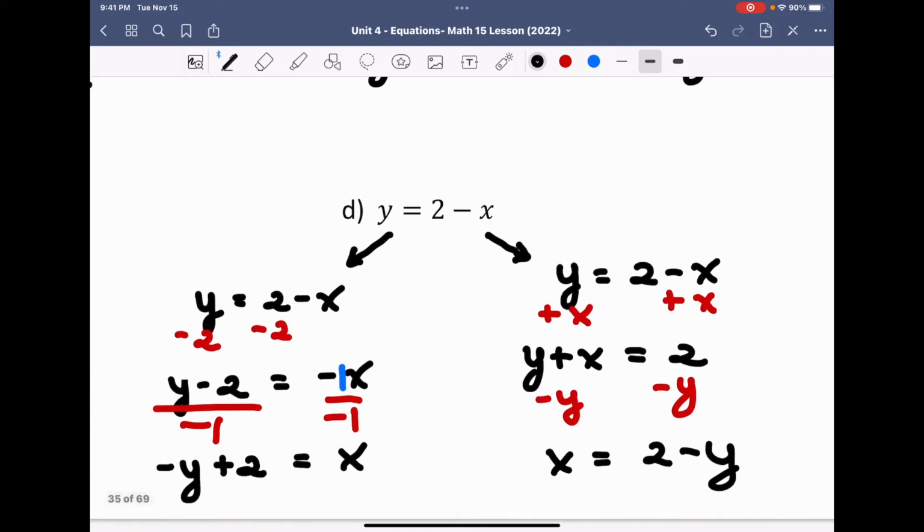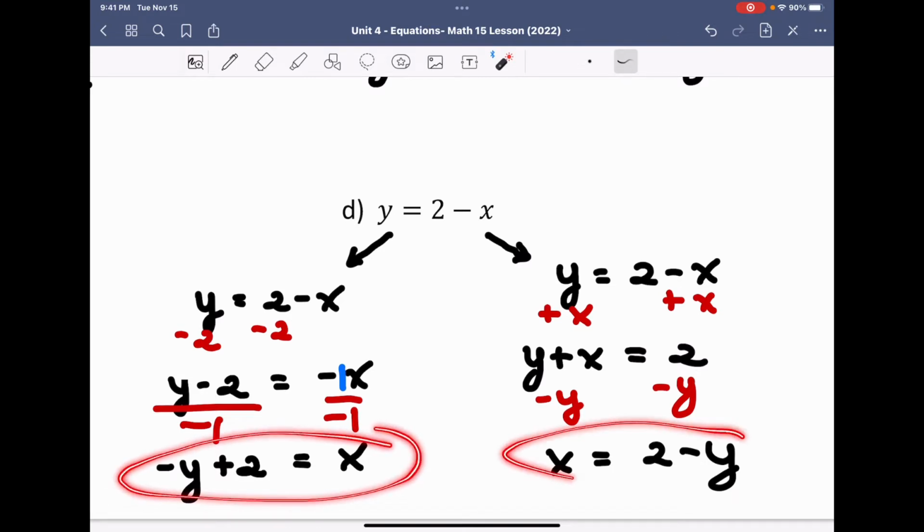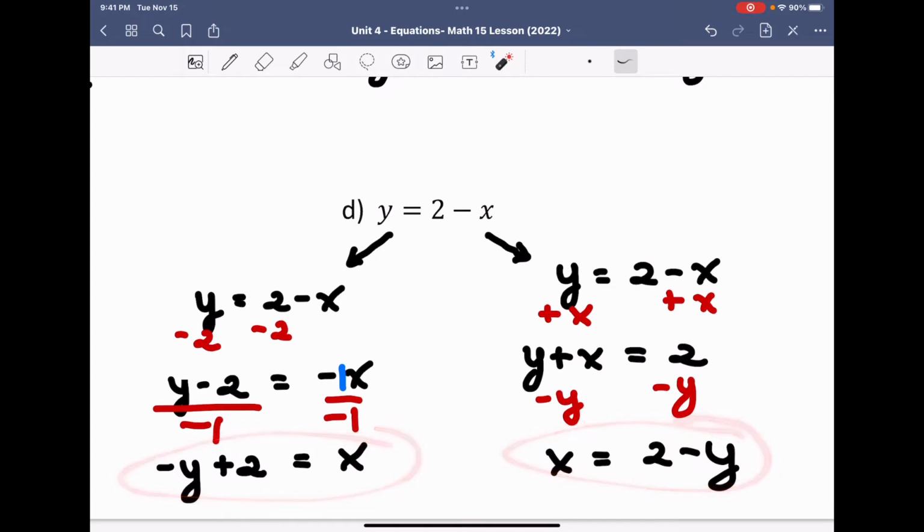Now you may be asking, what is the difference? Because clearly these don't look identical. Besides x being on the left and x being on the right, and that being one of the differences, we also see that the order of 2 and negative y is different. With these, they're not different. We have a positive 2, a negative y, and a negative y.